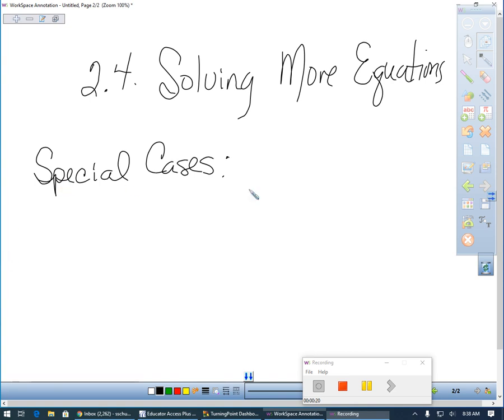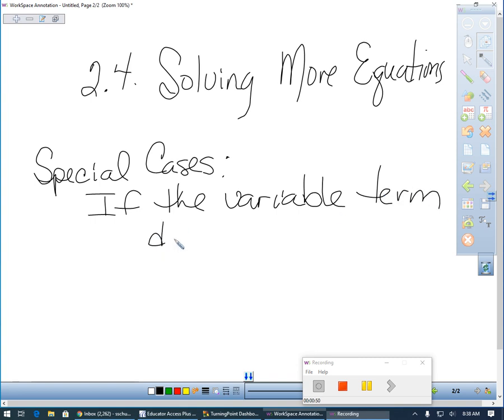So when we talk about special cases in solving equations, I want to talk about what happens if the variable term drops out completely. So I'm solving this equation and all of a sudden I don't have any x's left. Or I don't have any t's left. Or a's or whatever, right? So now what do I do?